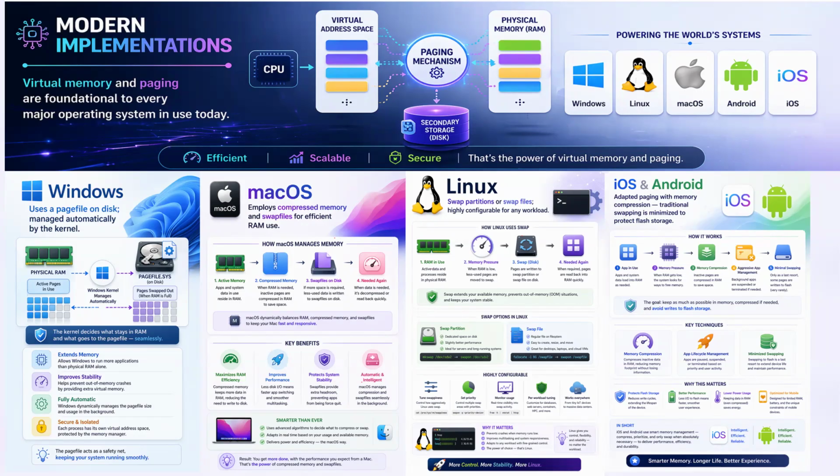Third is the Linux operating system. Linux is known for its flexibility and control. It supports, you must have seen, swap partitions and swap files, correct? And unlike other systems, it is highly configurable. You can configure everything.